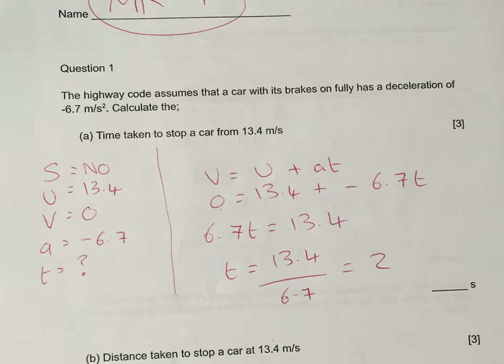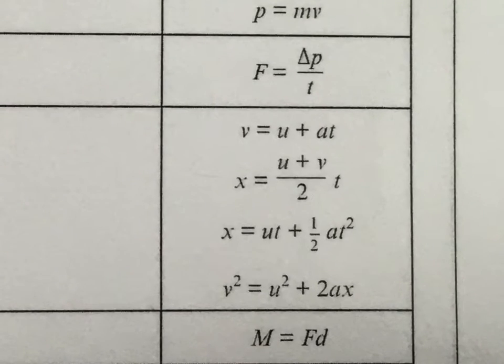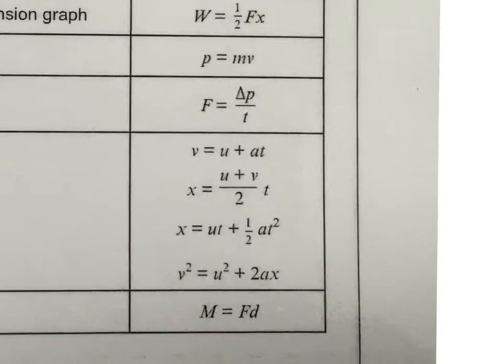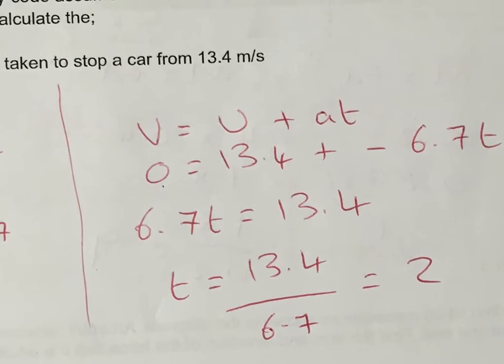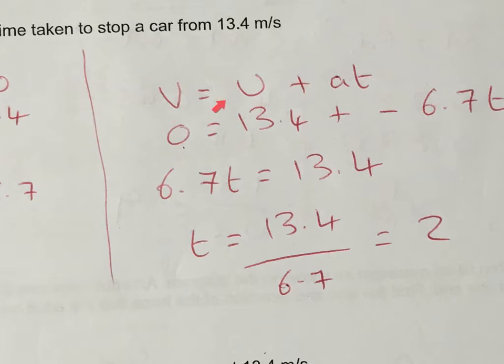So when there's no S, we look for the formula with no S, or with no X. So we're using SUVAT, so the S is going to replace the X, which is displacement. But if we're looking for no X, or no S in this case, we're going to be using this formula. So v equals u plus at. So that's the one I've used. And then I've filled in the letters with the numbers.